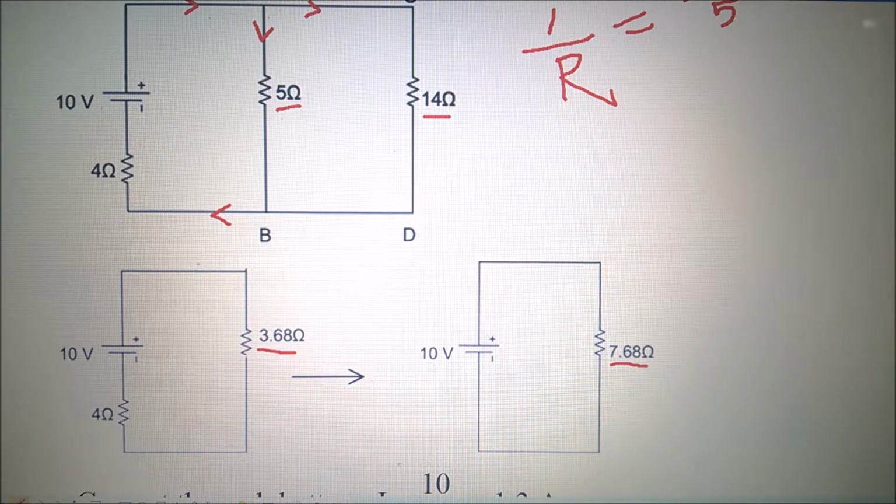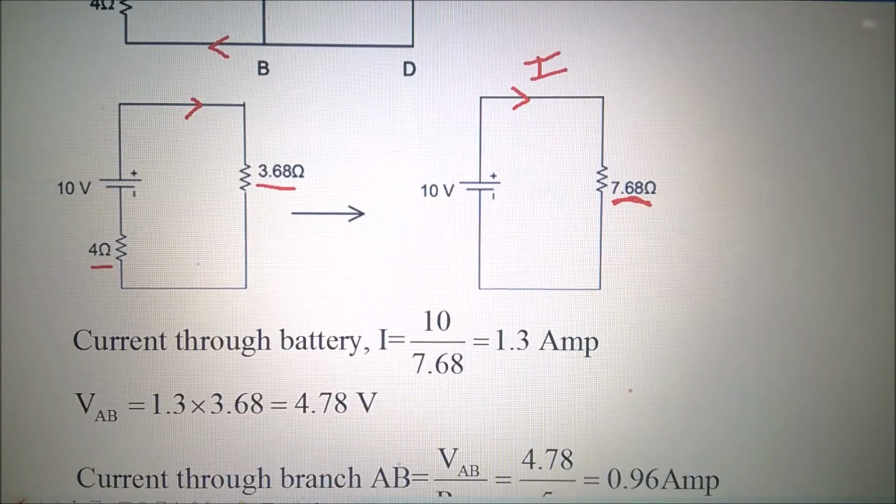Now you can see the current flowing through the battery is also flowing through 3.68 and also through the resistance 4. Therefore, the resistances 4 and 3.68 are in series. Therefore, we found the equivalent resistance as 7.68. And then we can find the current I through the battery by dividing 10 by 7.68. The current through the battery is 10 divided by 7.68, which is found to be 1.3 ampere.